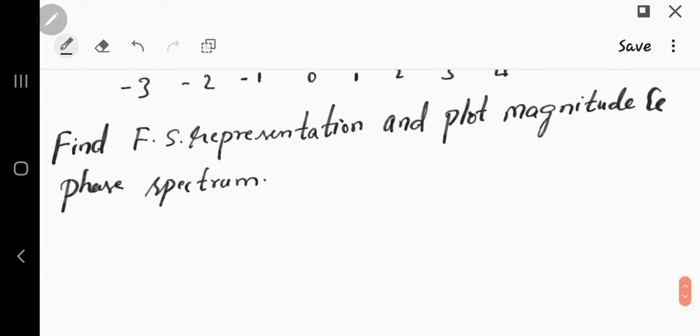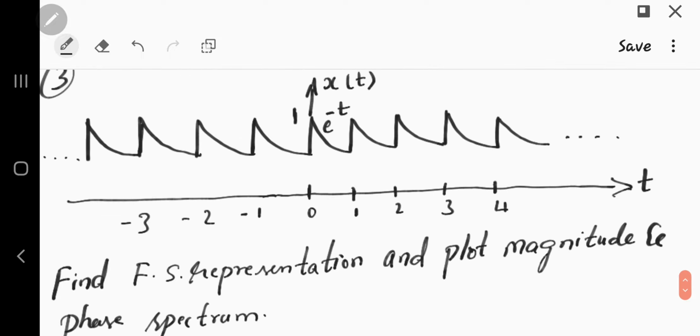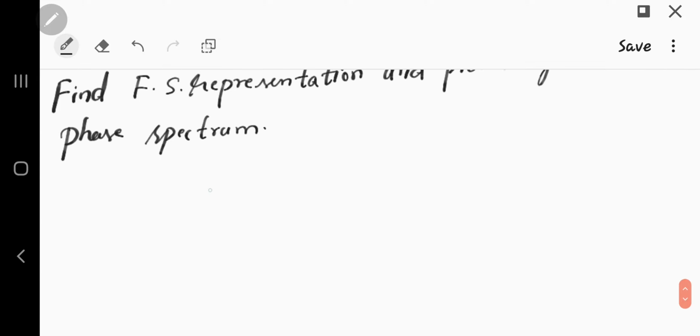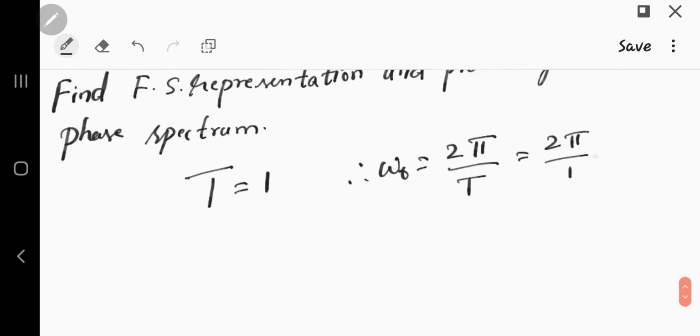Now since it's a periodic signal, the signal is from 0 to 1. After 1 division or 1 time duration, the signal is repeating the same. So that gives us the fundamental period T is equal to 1 here. So therefore omega naught is equal to 2 pi by T. So that is 2 pi by 1, that is 2 pi. So omega naught is equal to 2 pi and T is equal to 1.